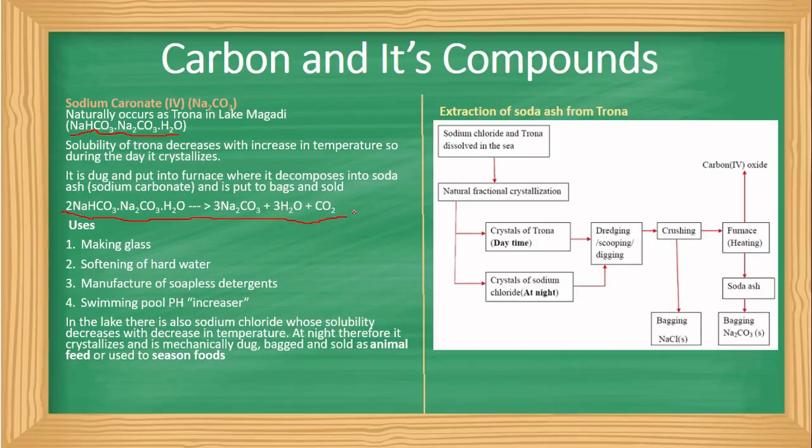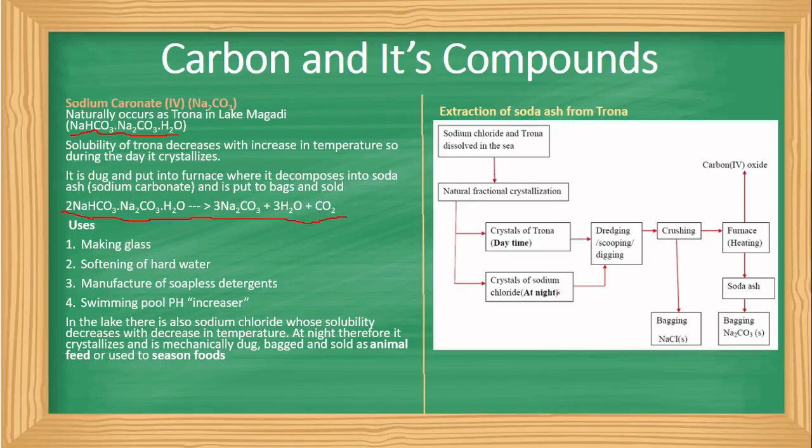So there is a representation of the process of extracting both the trona and decomposing it to sodium carbonate, and also extracting sodium chloride. As we have described, in the lake there is this mixture of sodium chloride and trona. Then through natural fractional distillation, they are separated, because at daytime you are able to get trona, and at night you are able to get sodium chloride.